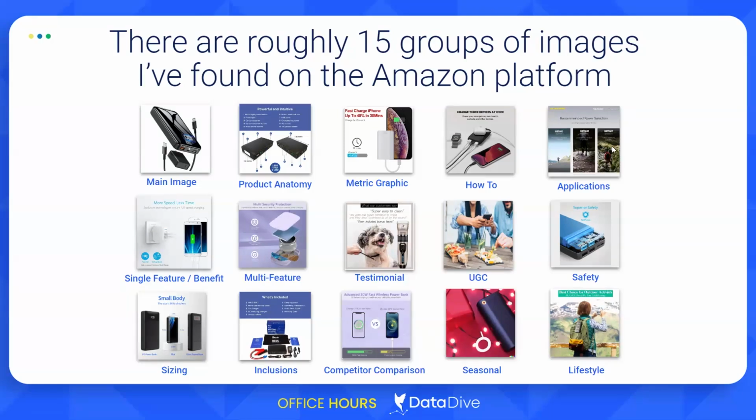So it's like a power bank, and it's saying that this can be used while hiking, you can use it for travel, whatever it might be, your different customer avatars. A single feature or benefit graphic can be anything, but it's just one singular point, versus a multi-feature graphic, where you're covering multiple features in one single graphic. The topic can be whatever you want, but they follow this kind of format.